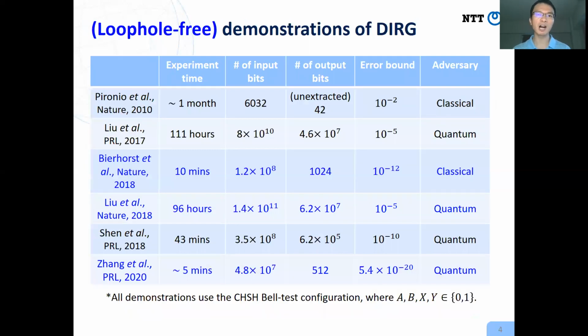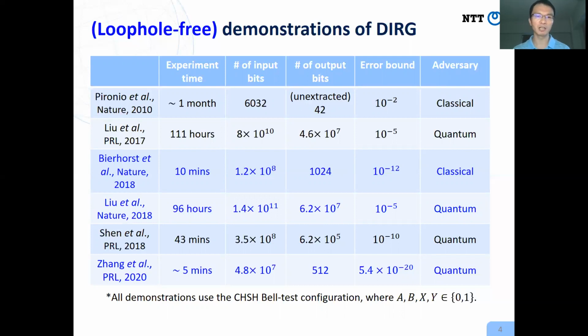Up to now, there are several demonstrations of device-independent randomness generation. Here I list all published works. If you compare the amount of output randomness with the amount of input randomness, you can see there are no net random bits from these experiments. Hence, these experiments didn't achieve randomness expansion.